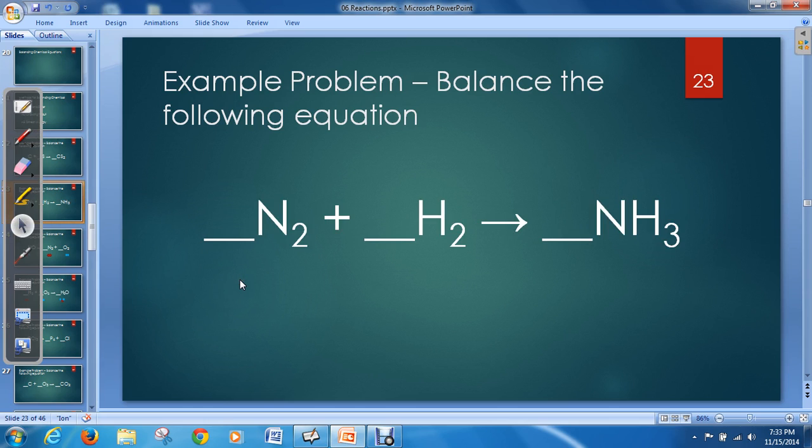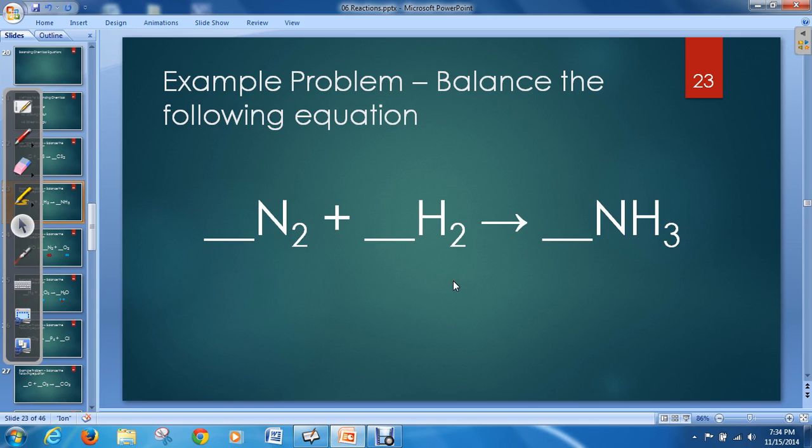So again, we're going to do trial and error. But this time we've got nitrogen N2 over here and hydrogen H2 over here, and it's going to combine together to give us NH3. And so we want to again balance the equation. So right now we have 2 nitrogens on this side, but only 1 on this side, and we have 2 hydrogens on this side, but 3 on this side.